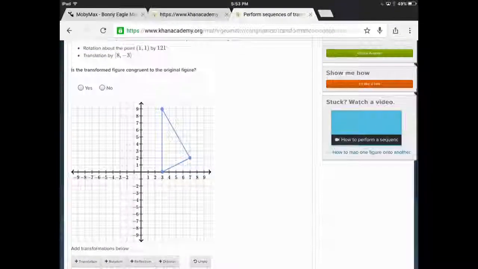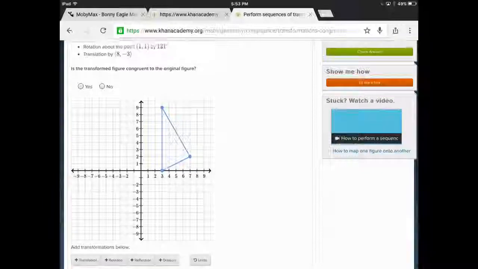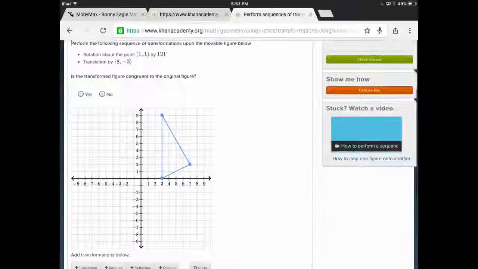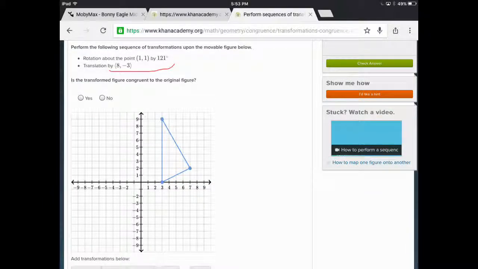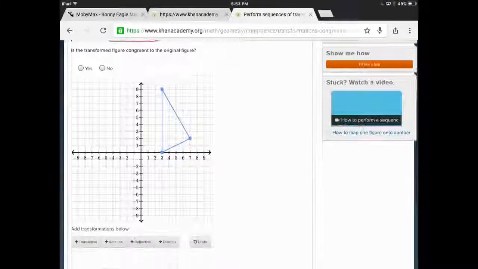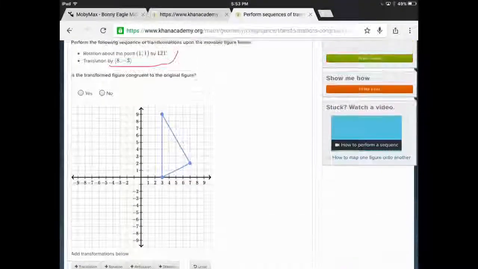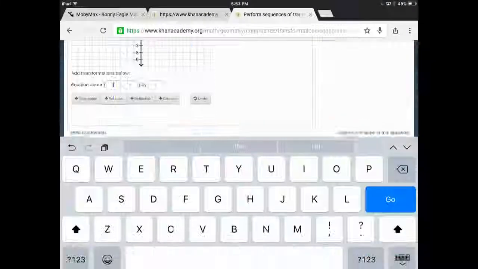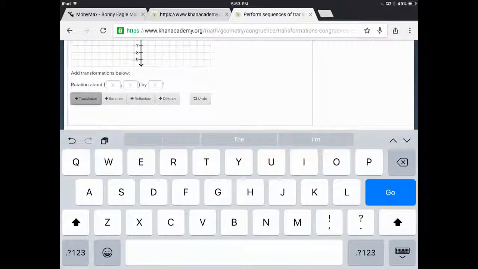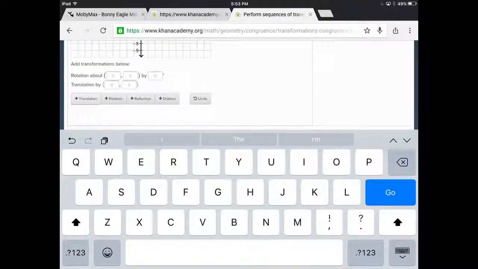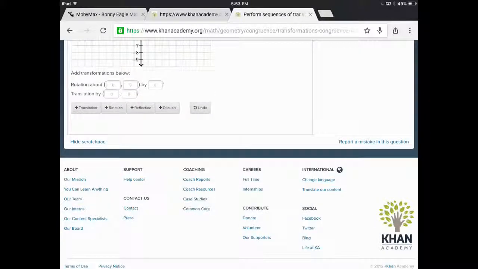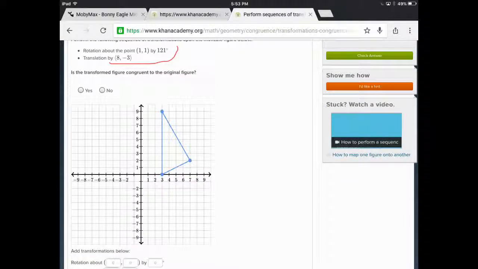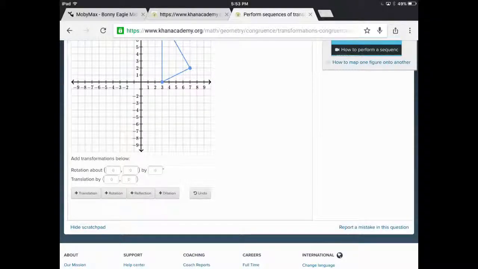So again, more of these, right? You've got everything given to you here. You've got no lines to convert over, so just plug them right in. You've got a rotation and a translation. You've got a rotation followed by a translation. Okay, so the rotation is about the points 1, 1 by 121 degrees.